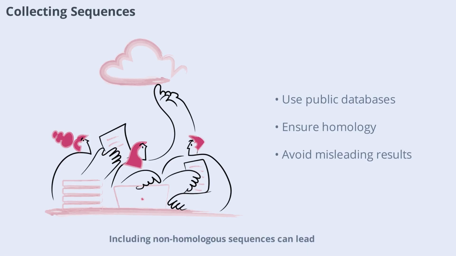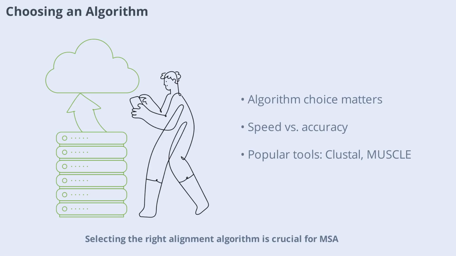Including non-homologous sequences can lead to misleading alignments and incorrect conclusions. Careful sequence selection sets the stage for a successful alignment. Selecting the right alignment algorithm is crucial for MSA.